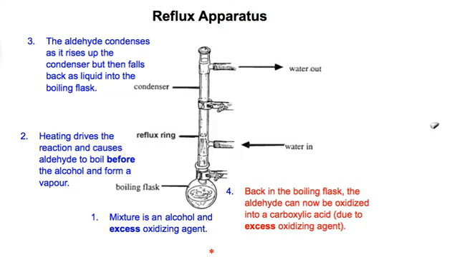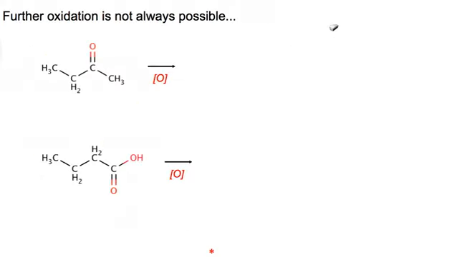And the carboxylic acid has the highest boiling point of anything, so it's just going to sit there, basically. And the aldehyde keeps boiling off, recondensing, and it gets oxidized. So eventually, the hope is you have pretty much mostly carboxylic acid. So reflux allows you to maximize the yield of a carboxylic acid.